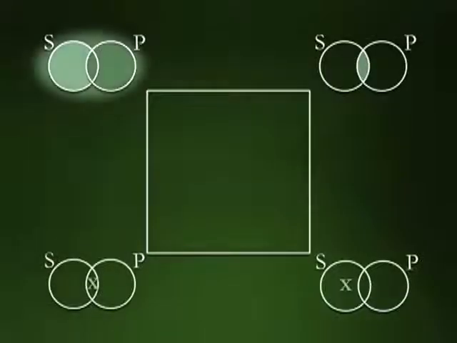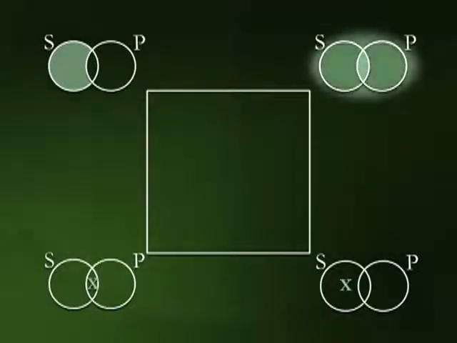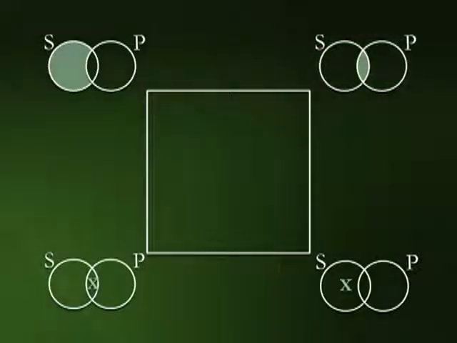All S are P is in the upper left of the square of opposition. We black out the area of S that isn't in the overlap with P. If all S are P, there aren't any that aren't P. No S are P is on the upper right. In this case, there's nothing in the overlap of S and P, so we black that out.